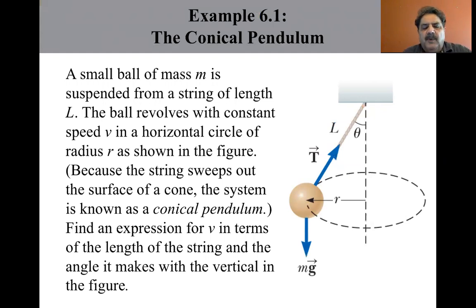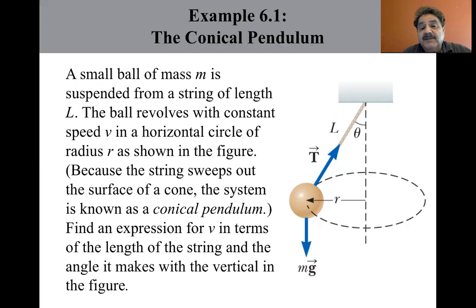A small ball of mass m is suspended from a string of length L. The ball revolves with a constant speed v in a horizontal circle of radius r as shown in the figure. Because the string sweeps out the surface of a cone, the system is known as a conical pendulum. Find an expression for v in terms of the length of the string and the angle it makes with the vertical in the figure. Now let's imagine the motion of the ball in the figure and convince yourself that the string sweeps out a cone and that the ball moves in a horizontal circle.